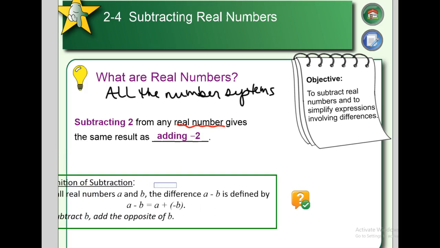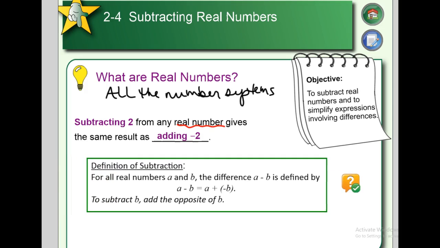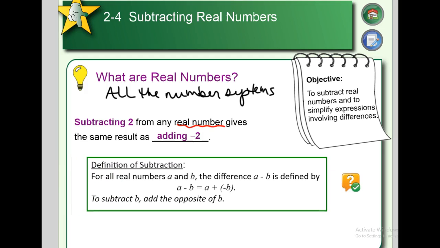So here's our definition. Definition of subtraction. It's not take away anymore. For all real numbers, A and B, the difference A minus B is defined as A plus the opposite of B. So I like the words that are written down here. To subtract, you have to add the opposite. And that's going to be our key words as we go through. We're going to add the opposite. So let's see what that means.